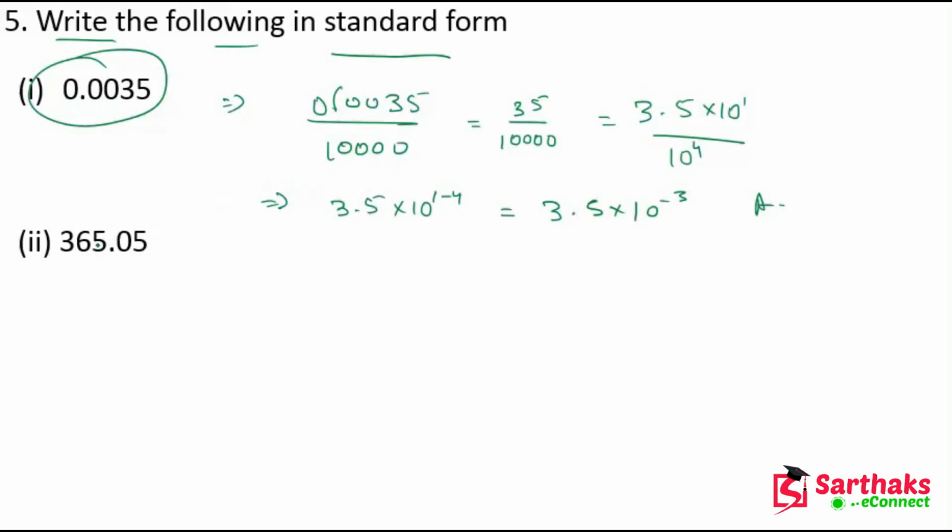Okay, got it? Now here we have to write 365.05. So we have to shift this decimal to between 6 and 3. How many digits are there between them? There are 2 digits. So we can write 3.6505 into 10 raised to power 2. This is the answer.